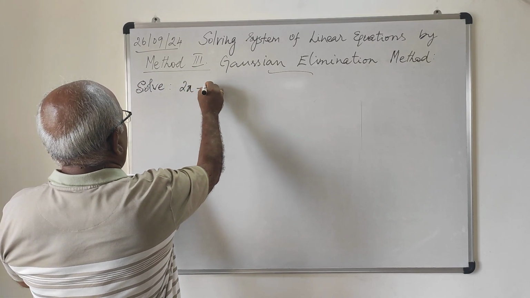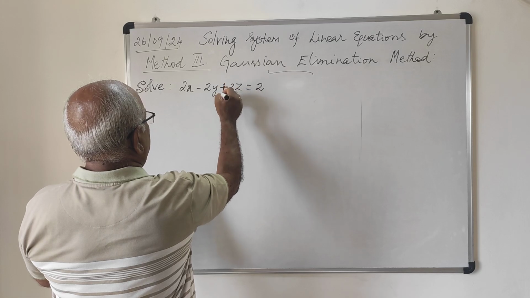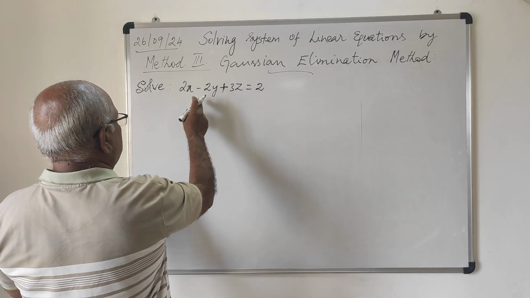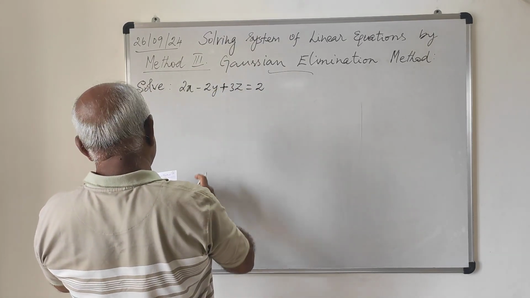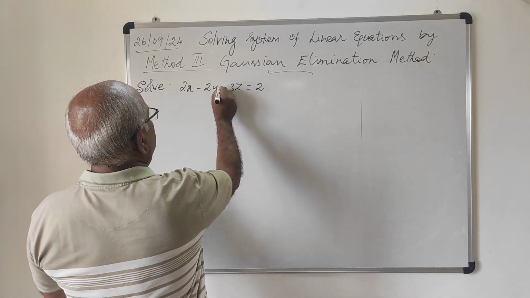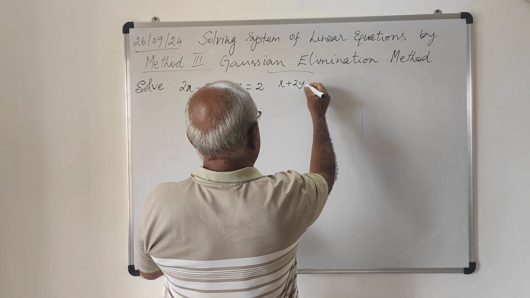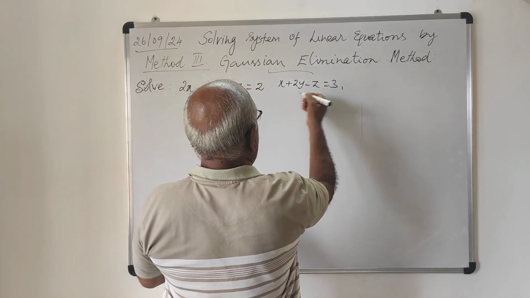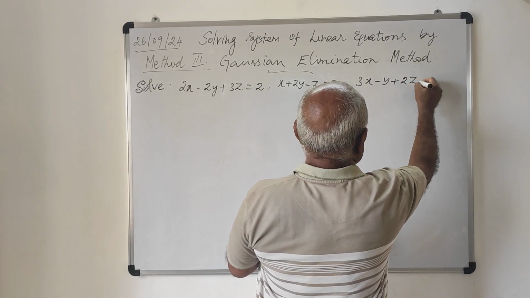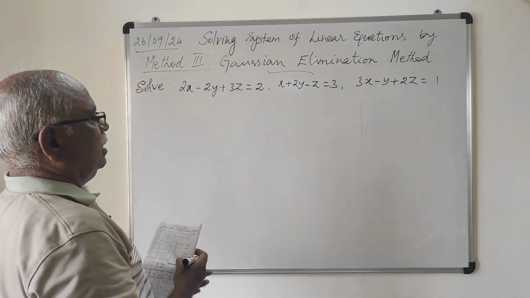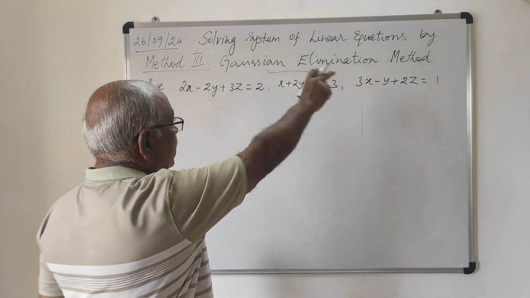2x minus 2y plus 3z equal to 2. The second equation, x plus 2y minus z equal to 3. And 3x minus y plus 2z equal to 1. See, these are the three system of linear equations given in the variables x, y, and z. We have to solve this equation by Gaussian elimination method.